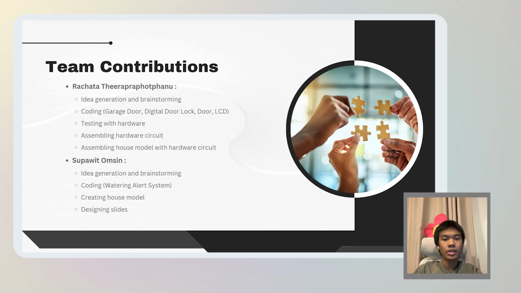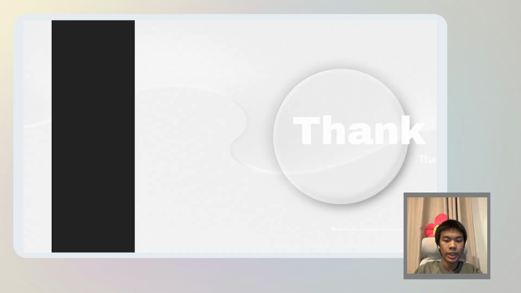He also tested the hardware, assembled the circuit, and physically integrated everything into the house model. Supawit Omsin contributed to both planning and creative aspects, coded the plant watering alert system, built the physical house model, and designed the presentation slides you are seeing today. We both participated in brainstorming and refining our initial concept and worked closely to ensure all components came together smoothly.